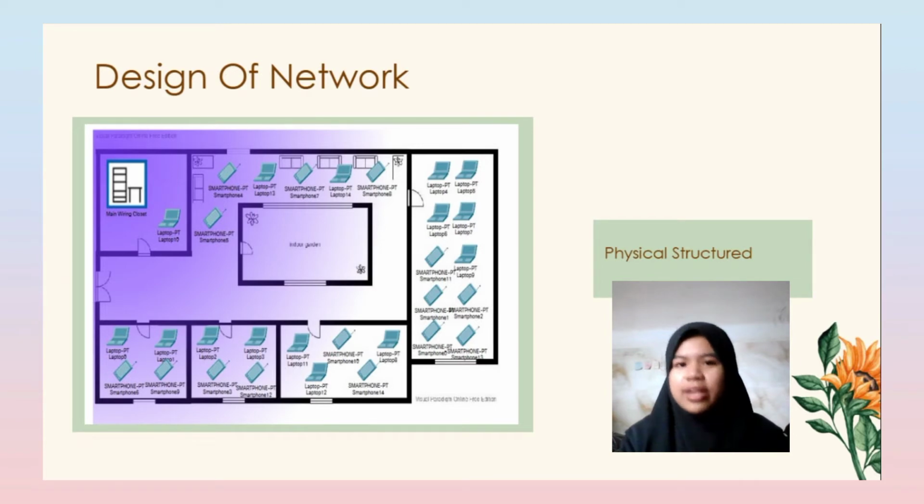For the physical structure, as you can see in the picture, it shows an area of an indoor garden in Universiti Sains Malaysia, which is USM. The devices in the picture are laptops, smartphones, and the main wiring closet which stores the server, switch, access point, and router. We are using a wireless hotspot which is connected by 15 laptops and 15 smartphones.